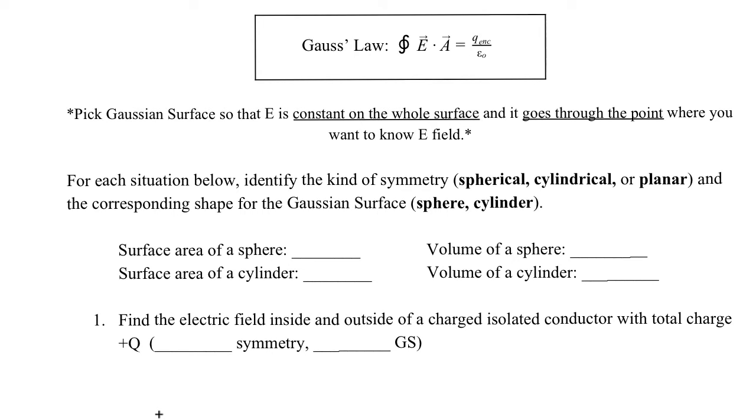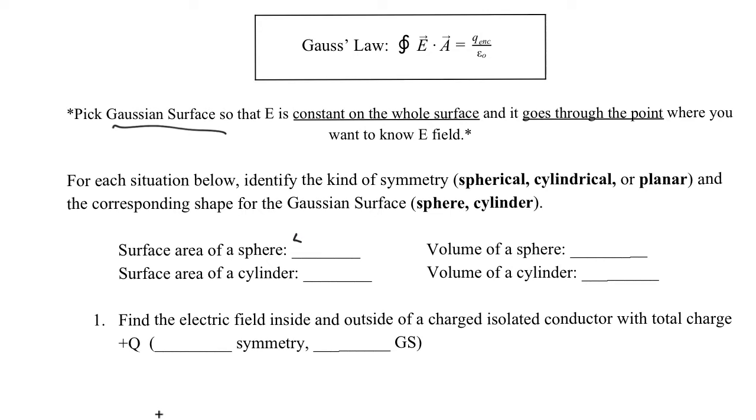At the top, we've got Gauss's Law, and it reminds you that we're picking our Gaussian surface so that E is constant on the whole surface and it goes through the point where you want to know the E field. Cool. So before we get started, let's remind ourselves we're going to need these little pieces of information as we go on.